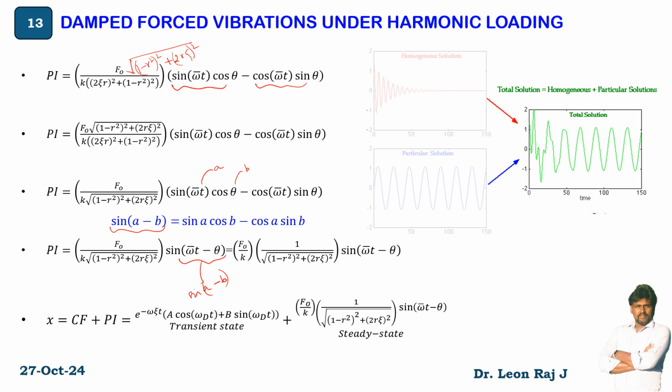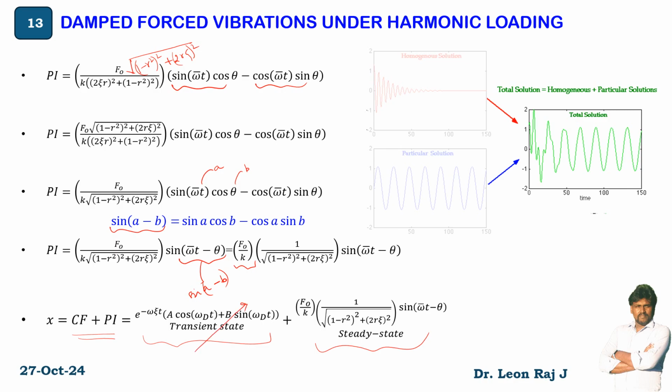So your whole term is written as f0 divided by square root of (1 minus r square) plus (2r psi) the whole square. So it is further simplified and written as f0 by k into 1 divided by square root of (1 minus r square) plus 2r psi square, sine (omega bar t minus theta). So only this term is taken outside for a reason. So x is nothing but a complementary function plus particular integral. So this is your complementary function and this is your steady state. The transient state disappears.